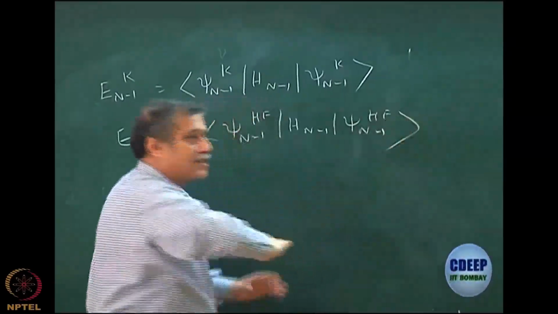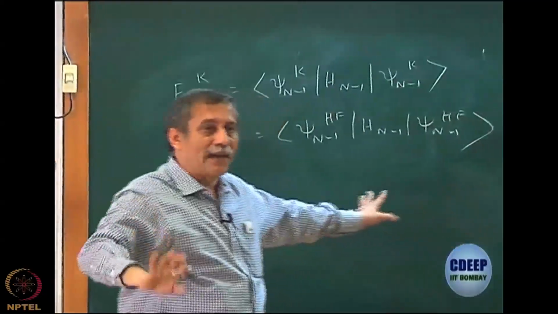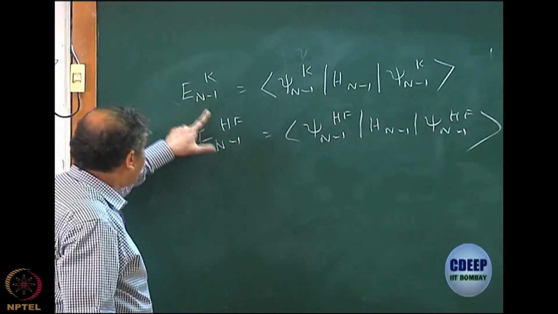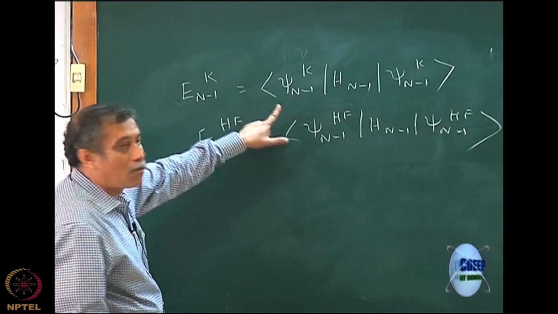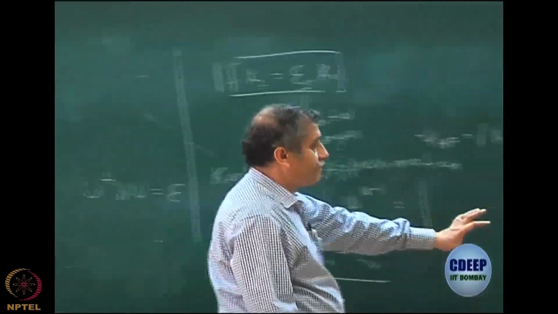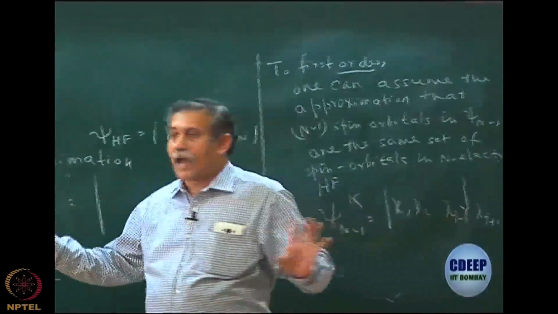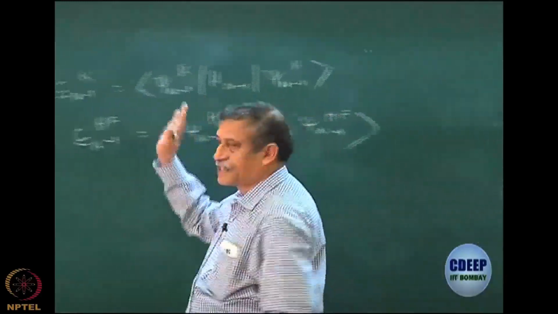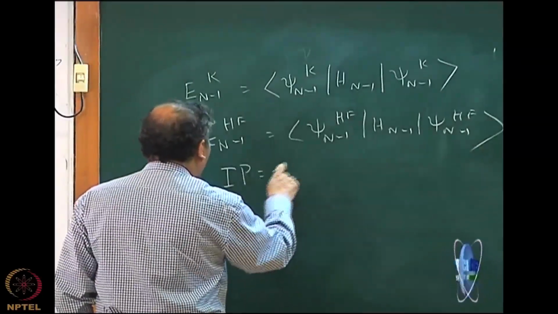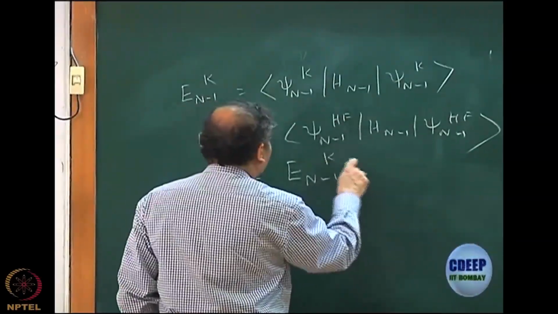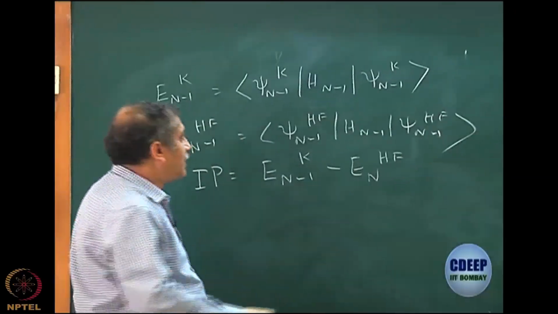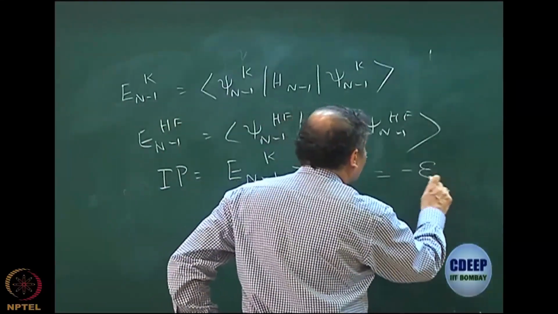Of course, I am not even talking of correlation because that I do not know how to improve beyond Hartree-Fock. But I am saying within the single determinant, I can calculate n minus 1 electron energy in Hartree-Fock and n minus 1 electron energy in Koopmans. This will be vastly different from this because when I do Hartree-Fock, the orbitals will change. Okay, so I do not know how it will change. I am assuming that in the Koopmans, the orbitals are same. So then Koopmans approximation says if I now calculate IP, which I defined as E n minus 1 Koopmans minus E n Hartree-Fock, this is Hartree-Fock, this is approximation, then this result is nothing but minus epsilon j.